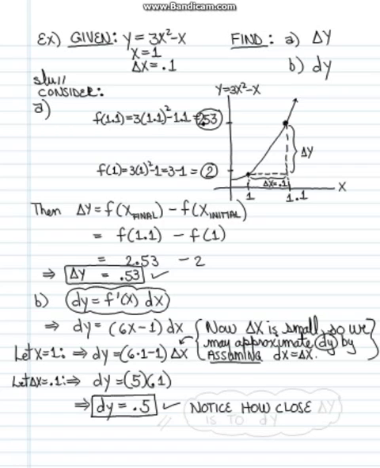Look at how close these answers are. Delta y is 0.53, dy is 0.5. So what this amounts to is an observation that dy, the differential, is very closely approximated by delta y.